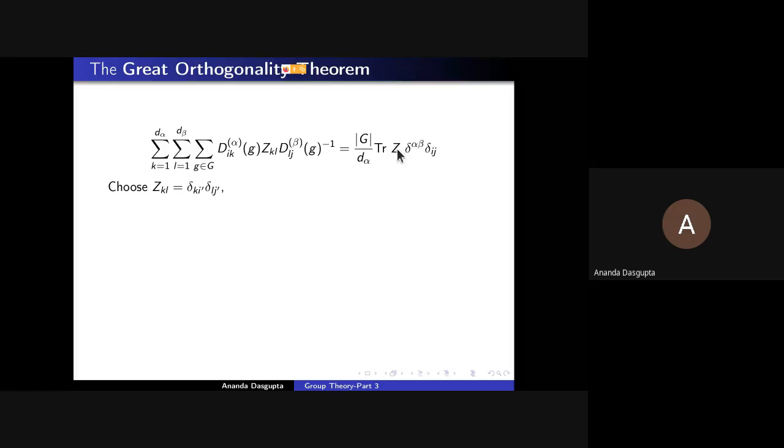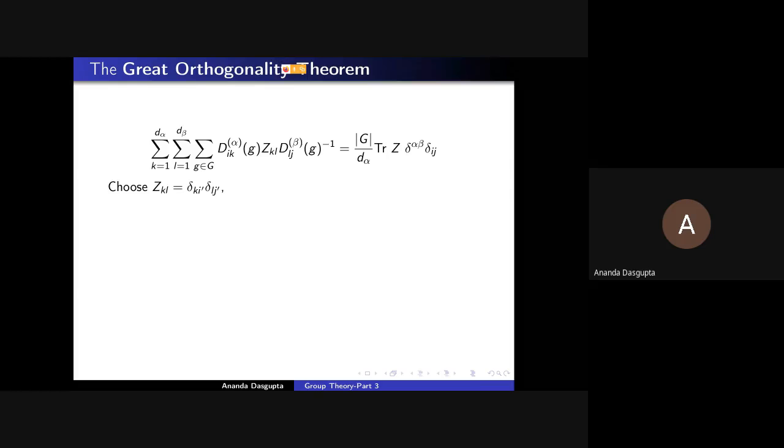On the right hand side, you need the trace of Z. Can anybody tell me what is the trace of Z? This is a matrix for which, by the way, once again, you might say Z could be rectangular, d alpha by d beta. Then what's the meaning of the trace? Remember that that term only comes in when alpha is equal to beta. So that's a square matrix. Remember, Z has only one non-zero element, a 1 in the i primeth row, j primeth column.